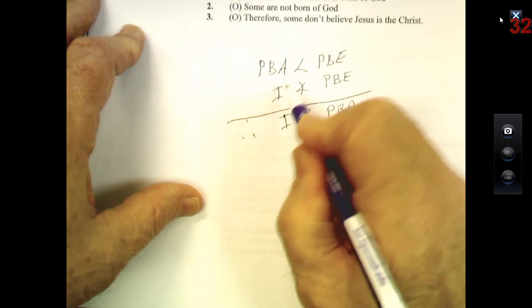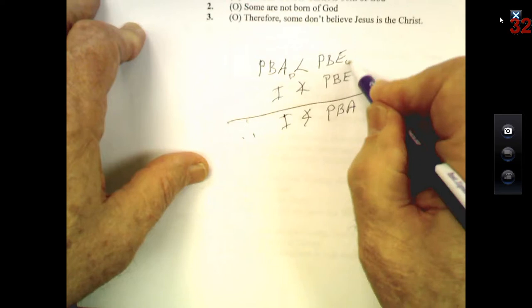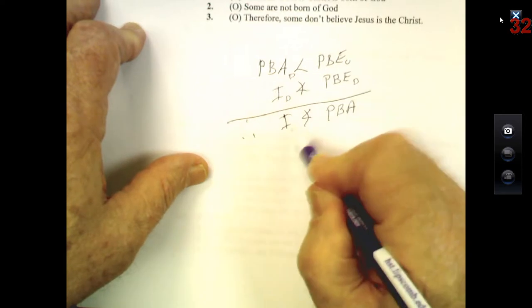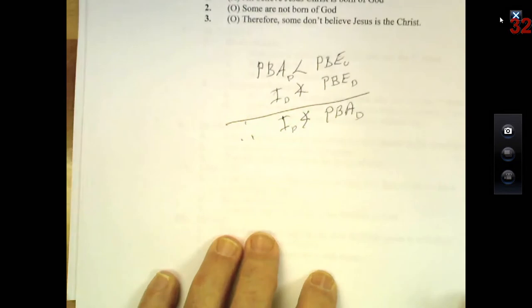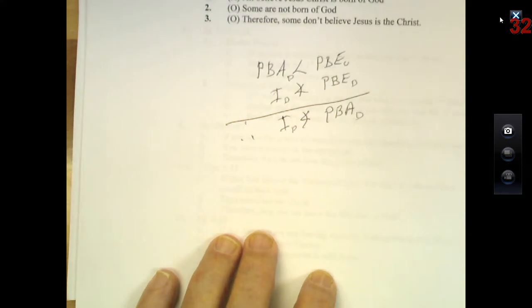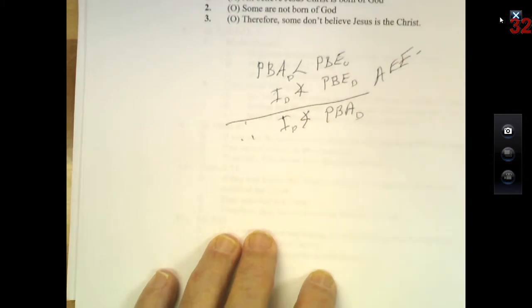What's my distribution up here in the first statement? What's my distribution here? What's my distribution here? Now we're ready to apply the rules. I got 3 terms, each of them used twice. The mood is AEE. What's the figure? Is it on the list? Yes, it's Camestres. They all had names. The AAA one is Barbara.